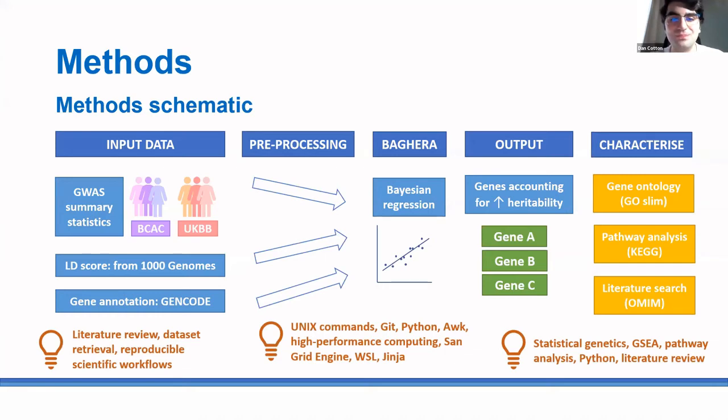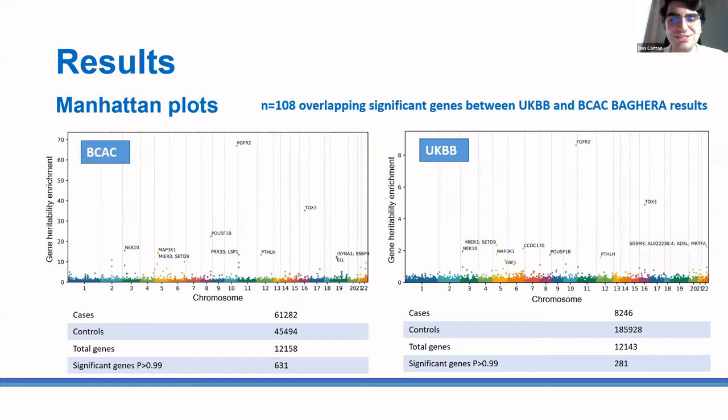Next slide, please. So what did we find? On this slide, we have adapted Manhattan plots for our 2 cohorts. Each point on these diagrams represents a single gene. On the x-axis, these genes are organized by chromosome, and the y-axis tells us their contribution to heritability. We identified 631 significant genes in our BCAC cohort and 281 in our UK Biobank cohort, of which 108 overlapped. Next slide, please.